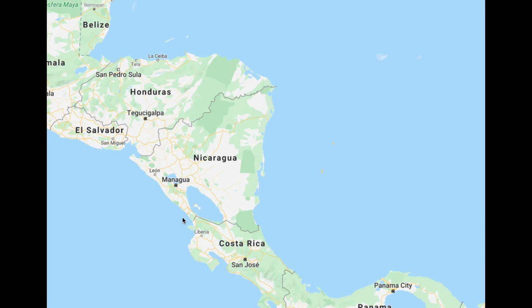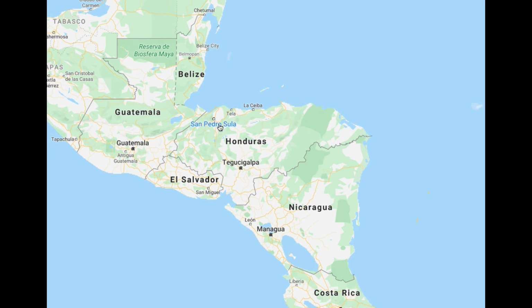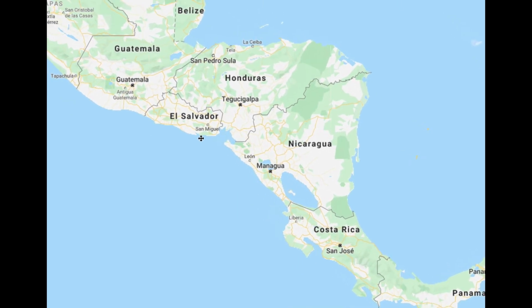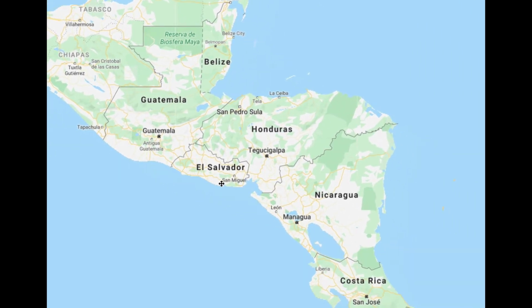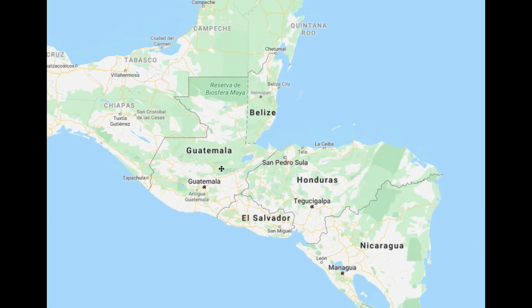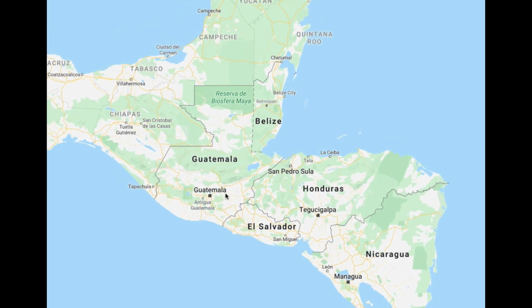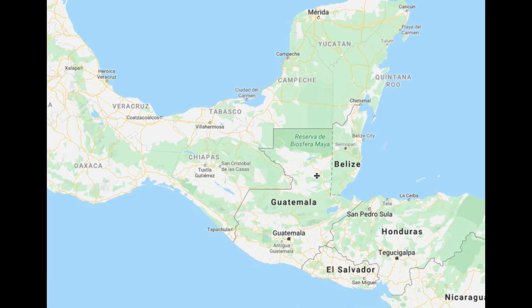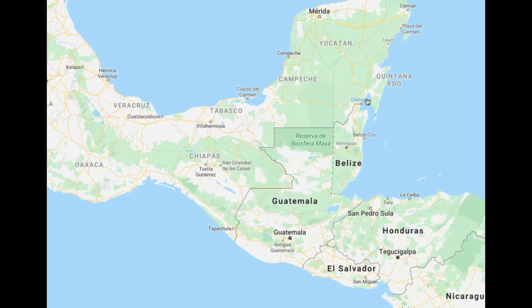In Nicaragua, Managua is the capital. Then we have Honduras, Tegucigalpa. El Salvador, San Miguel, is a very small country. All the countries in Central America are small, but El Salvador is the smallest one. Then we have Guatemala, another Spanish-speaking country. And what happens here? The capital is Guatemala too, and here we have the border to Mexico. Alright, Belize is an English-speaking country.